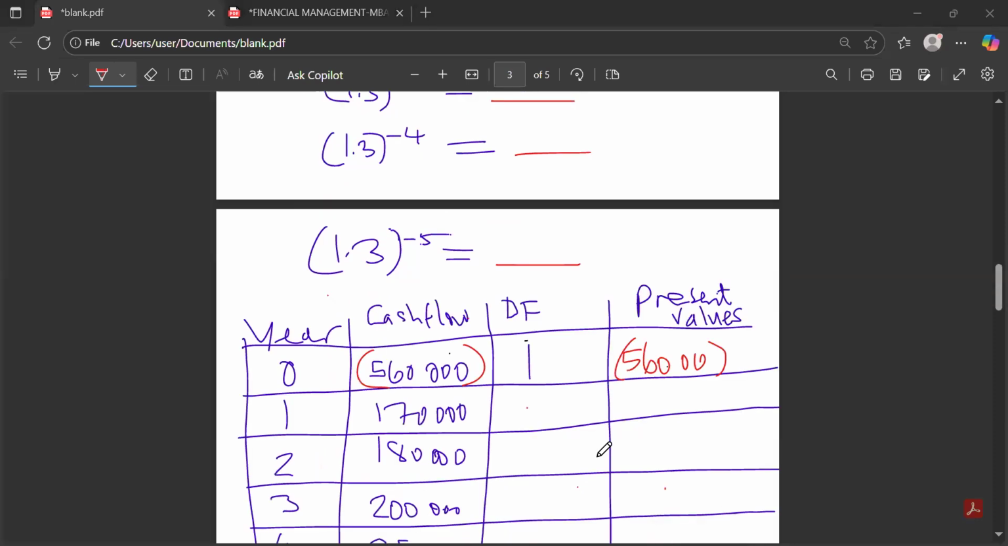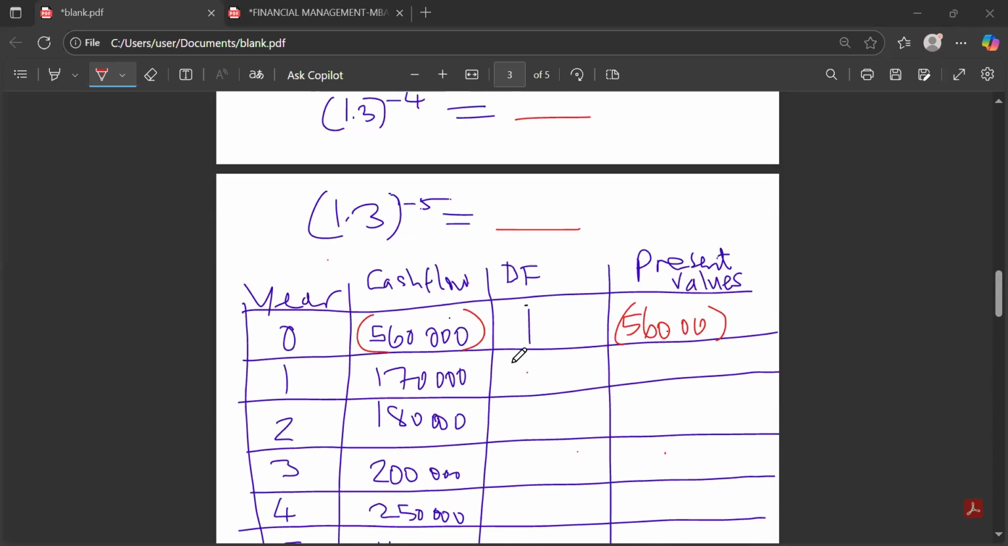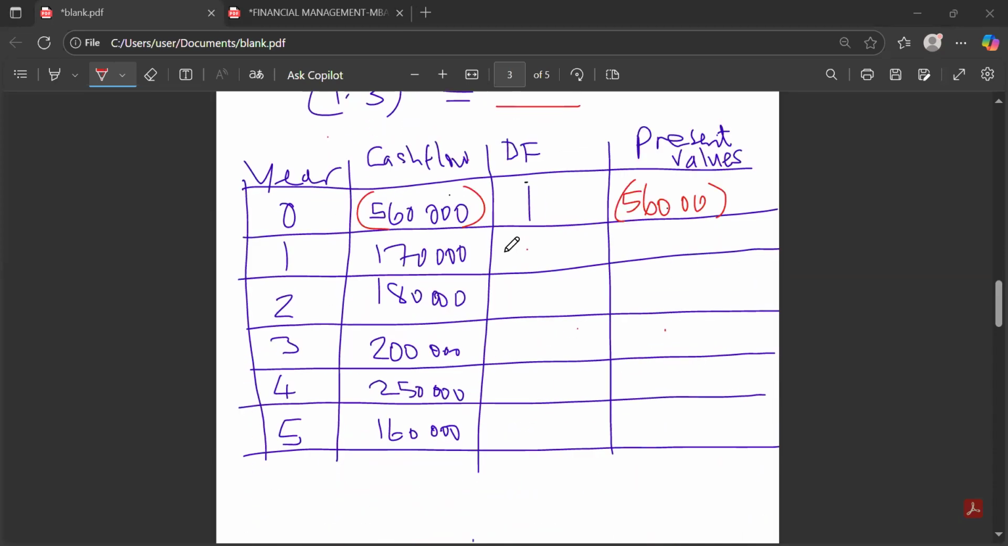What figures have you gotten now? The first one is 0.7692. So multiply that one straight away by 170,000, to give us what? 130,764.